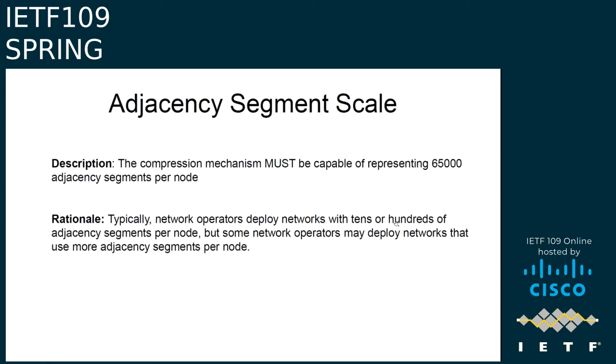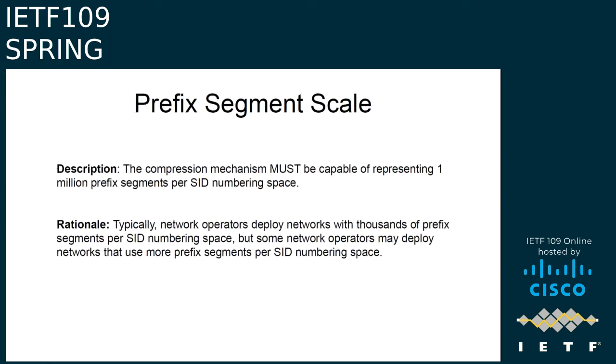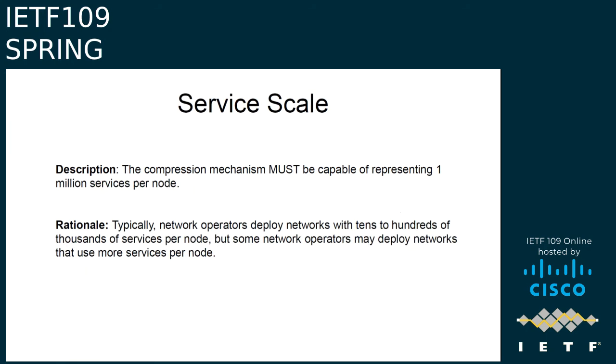Next page. For the prefix segment scale, I think we hope the compression mechanism can be capable of representing 1 million prefix segments. Of course, for the typical application scenario, we may need to deploy networks with thousands of prefix segments. But we have to meet the corner case requirement. Next. For the service scale, similar to the other two, the compression mechanism must be capable of representing 1 million services per node. Next page.